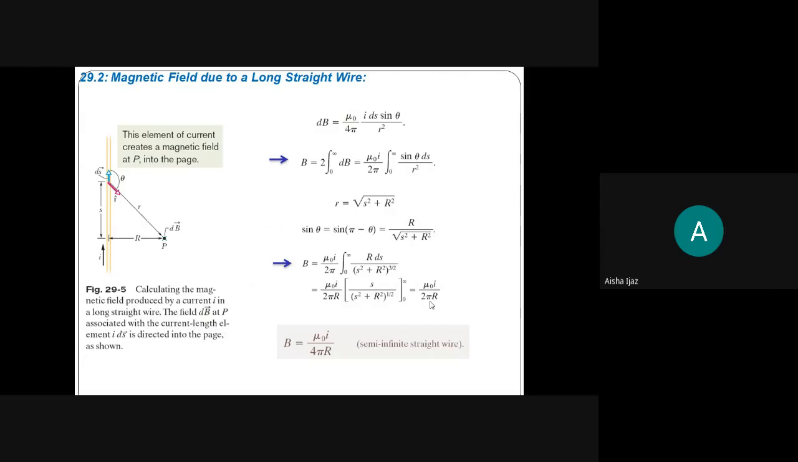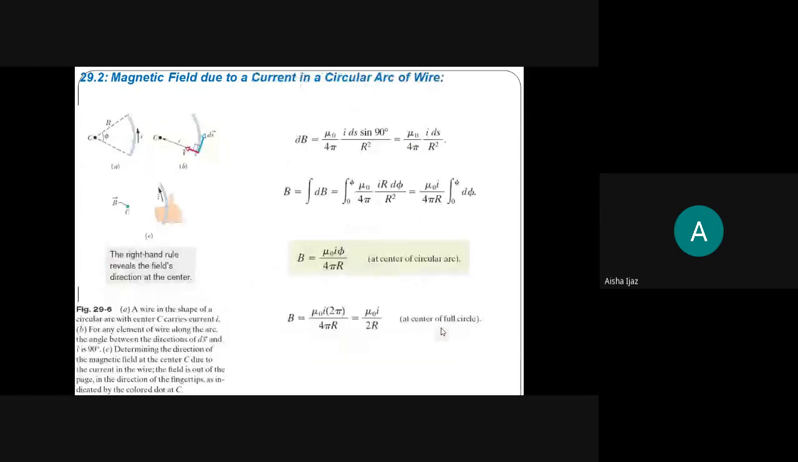So this is basically the magnetic field due to the long straight wire. And if you have a question for a semi-infinite wire, you will just divide it by 2. So this will give you mu naught I over 4 pi r. I hope students this point is clear. And in the numerical problem, you will directly use it. You will not derive this result.